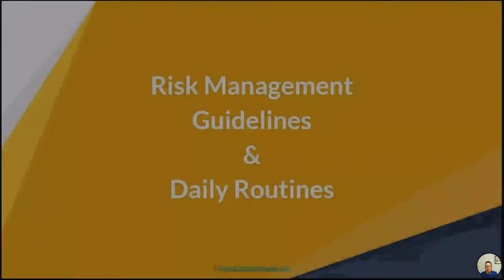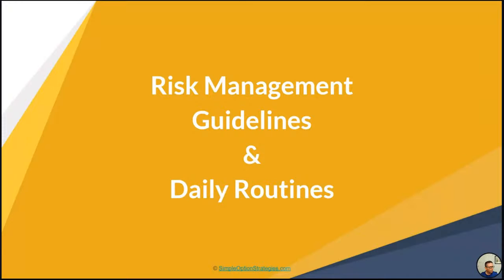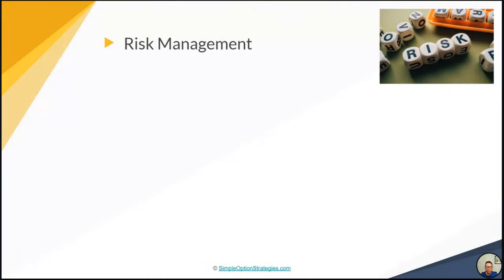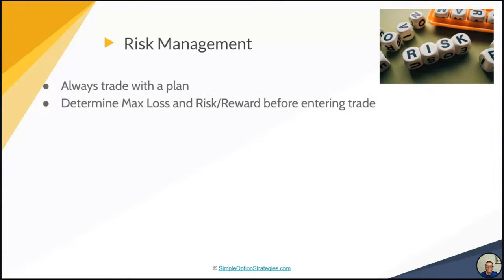So let's talk about risk management, which is the very most important topic, especially trading 0DTE. Because you can get in trouble very quickly trading the 0DTE, and you want to make sure that your processes are correct in doing what you have to do. Okay, so first thing is always trade with a plan. The plan should include entry and exit criteria, trade size and composition, and when not to trade. All right. Secondly, determine max loss and risk reward before entering the trade.